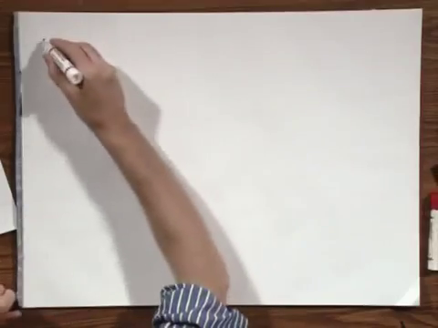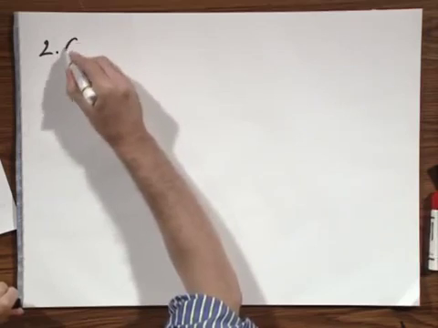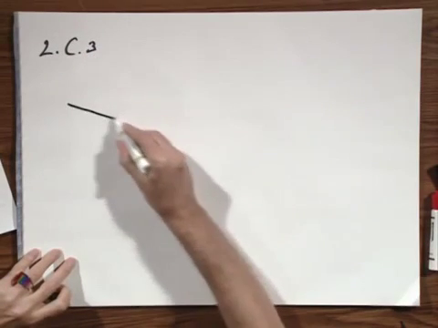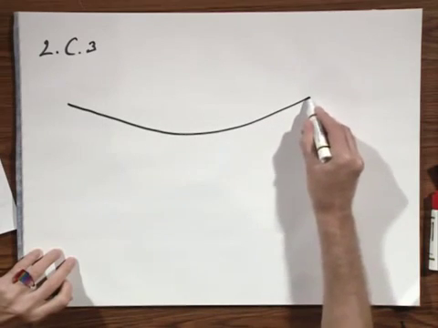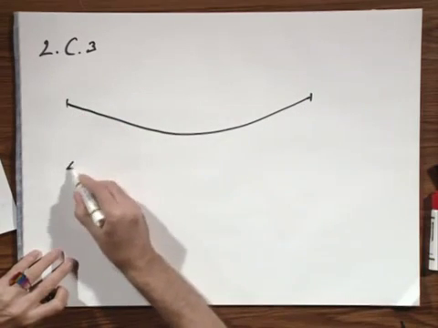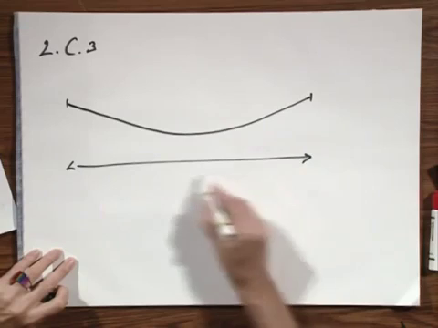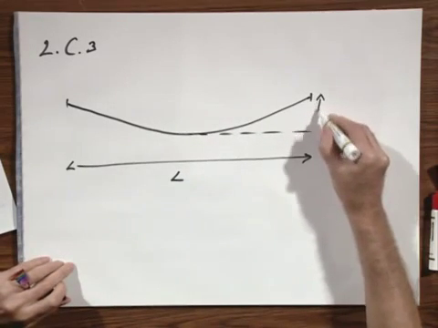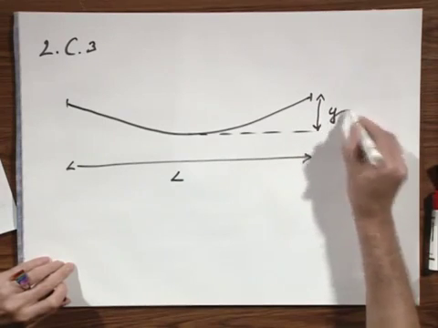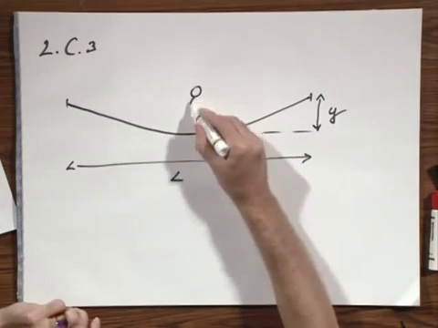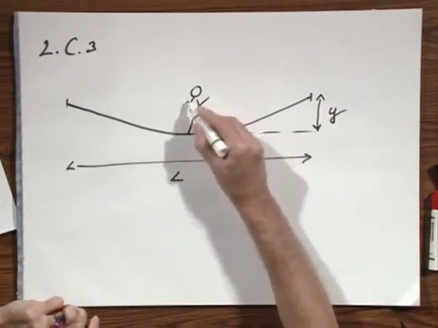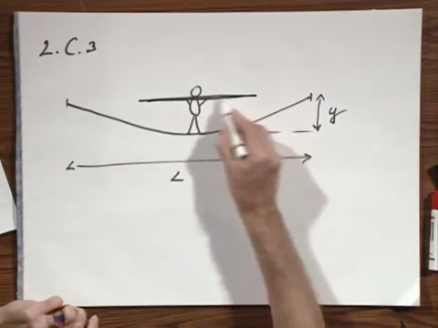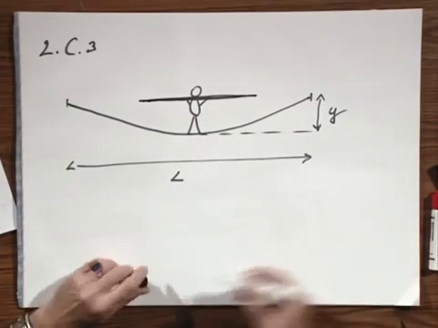All right, we go to 2C3, a tightrope walker. Here is the tightrope. The length of the rope is L, and the rope is sagged over a distance Y. And here is the tightroper, and she holds a very long horizontal bar in her hand for stability.